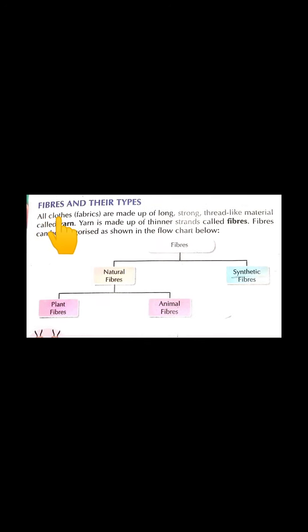Let's read about it. All clothes are made up of long, strong, thread-like materials called yarn. Yarn is made up of thinner strands called fibers. Fibers can be categorized as shown in the flowchart below. So it's very clear in your book that fabrics are made up of yarn. Yarn means thread, and all yarns are made up of fibers.